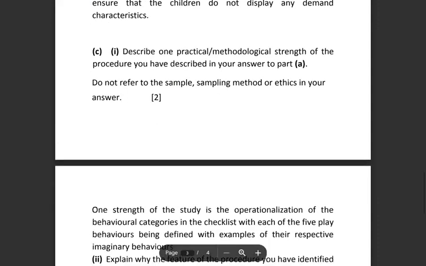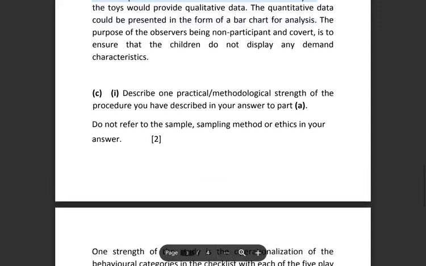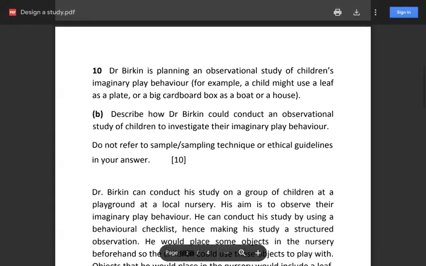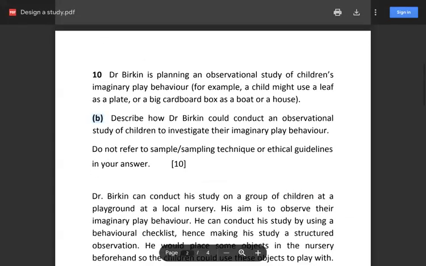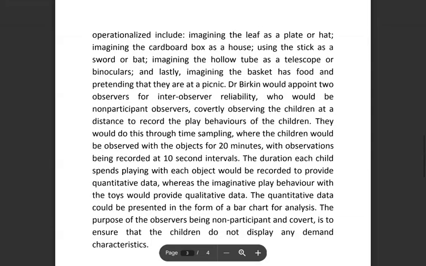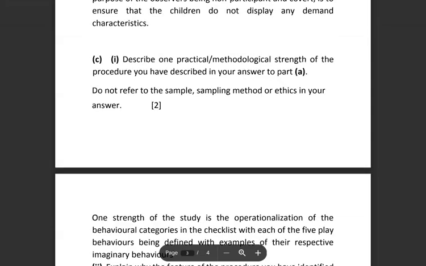Let's take a look at part B. Why have I written part C over here? It should be part B. Oh, I made a mistake. This should have actually been 10 part A, and this should have been 10 part B1 and part B2. I don't know why I put C. Anyways, let's see what it says.